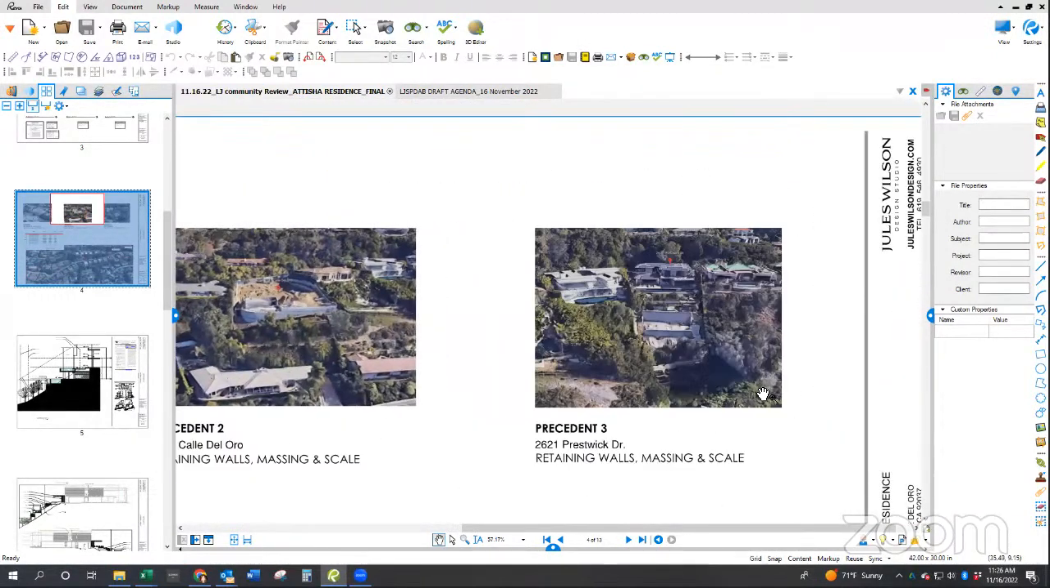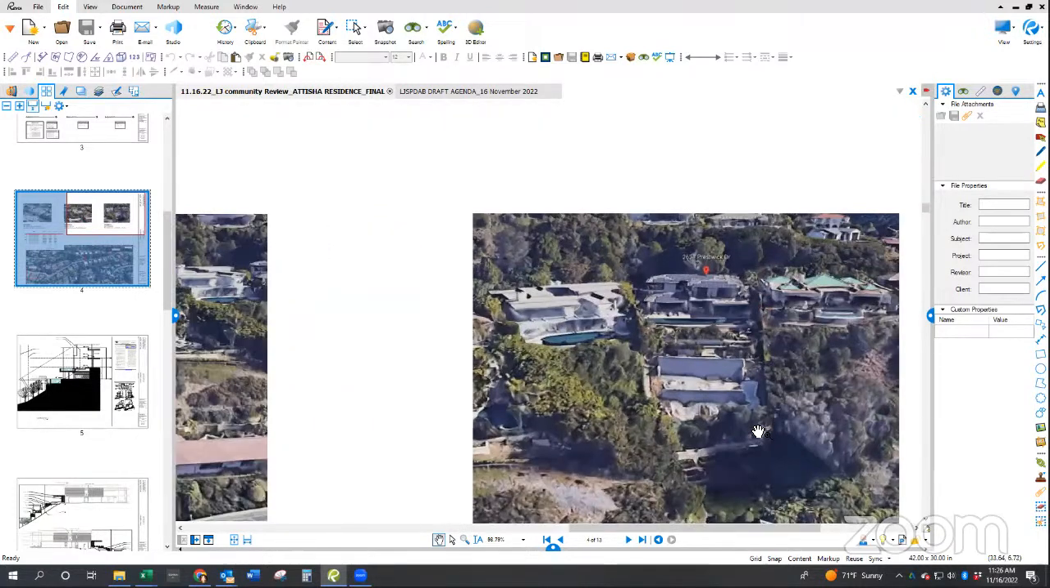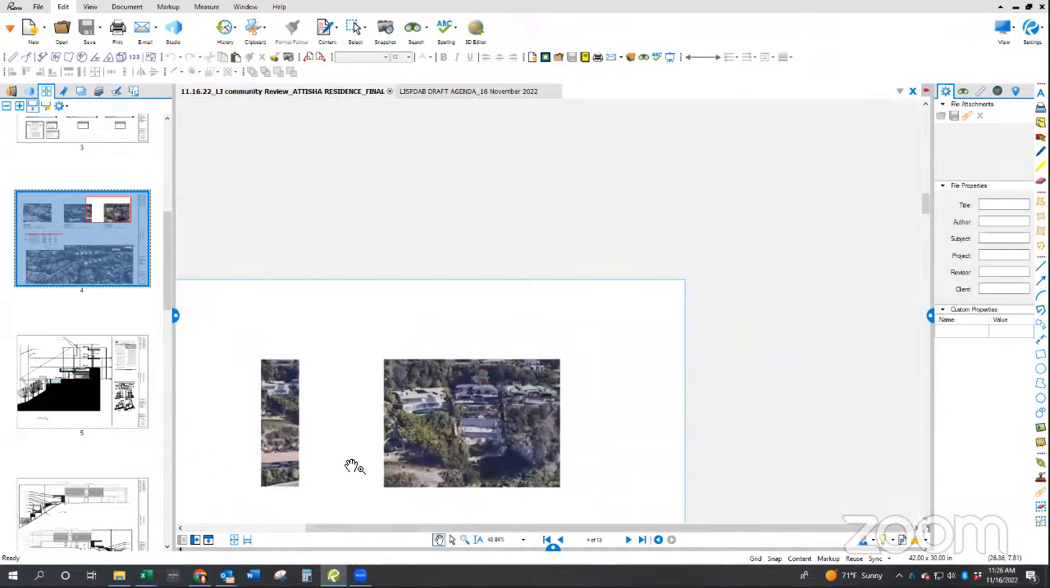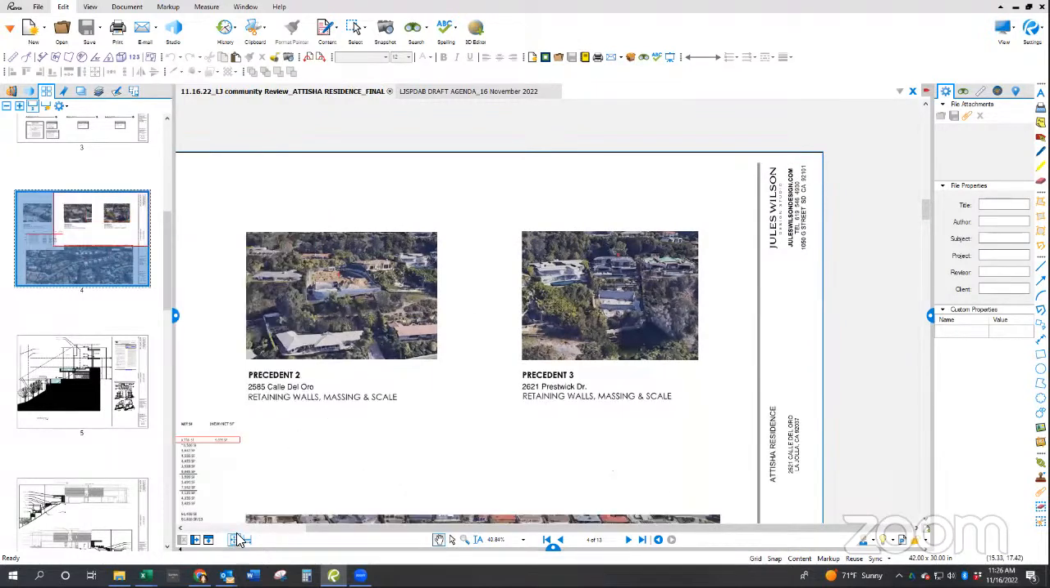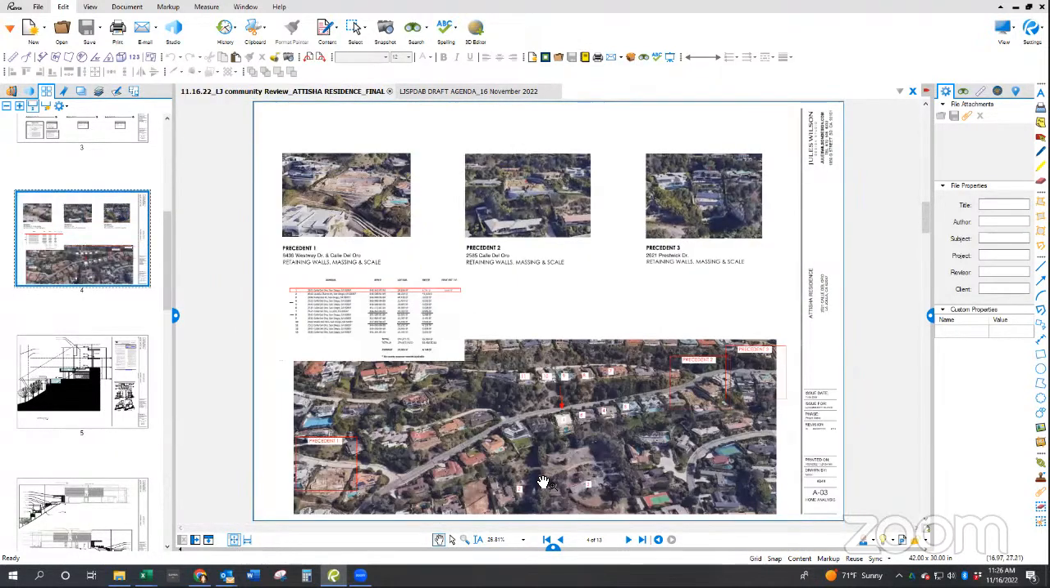Over here, we have our precedent 3 on Prestwick, and that is 9 houses down from our site. And they, again, have a lot more going on than we are proposing. So giving us back to that overhead view, you can see how we look to our neighbors.